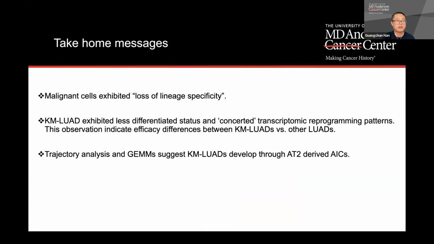And then thirdly, the KRAS mutant lung adenocarcinoma showed a less differentiated status and very consistent transcriptomic reprogramming patterns regarding the meta programs we included in this analysis. And finally, our trajectory analysis, as well as the computational analysis from the genetic mouse models, suggest the malignant cells coming from KRAS mutant lung adenocarcinoma developed through the A2 derived AIC cells, here specifically the KRT8 positive alveolar intermediate cells.